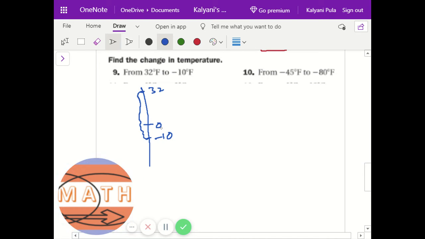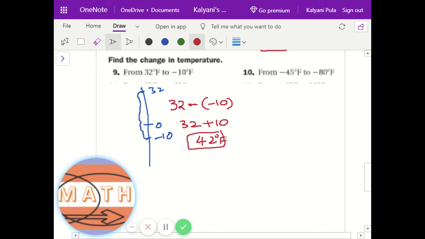Does that make sense? Or if you want to put it in the math format, you have 32 degrees minus negative 10 degrees. So if we see the double negative, that's positive 10. 32 plus 10 is 42 degrees change in temperature. Does that make sense? So whenever it comes to temperature, you have to be really careful about where it's changing from and to where. Okay, let's try that.